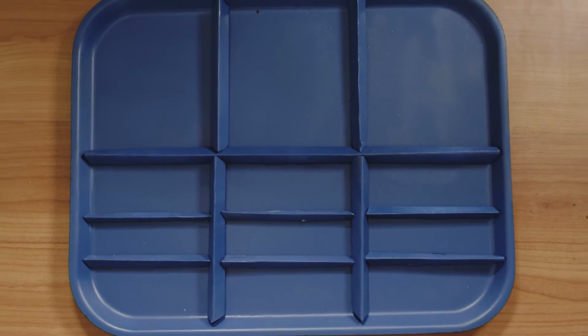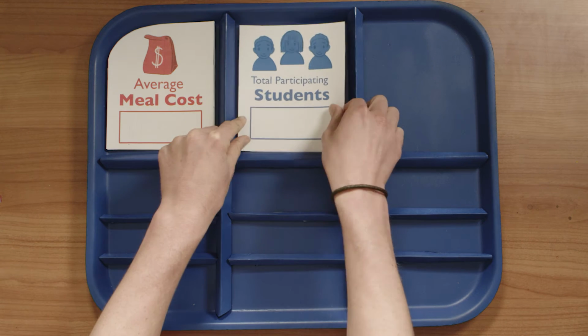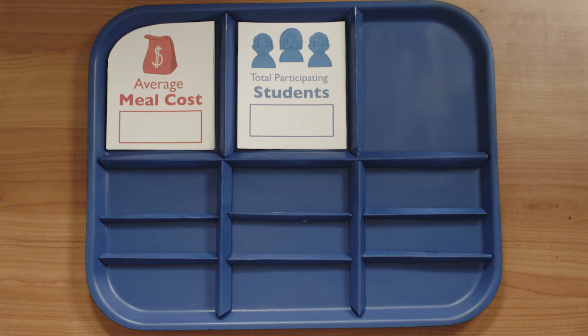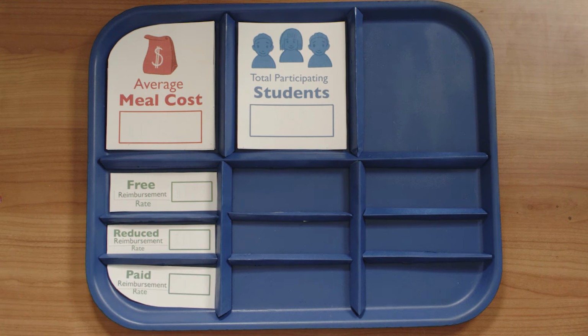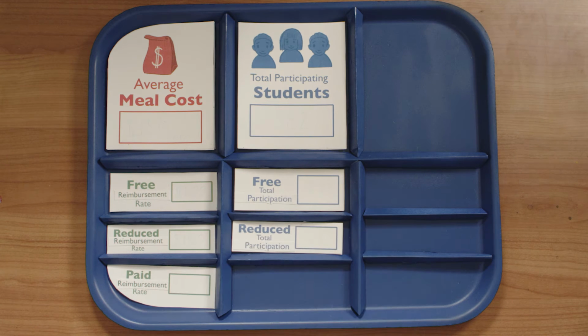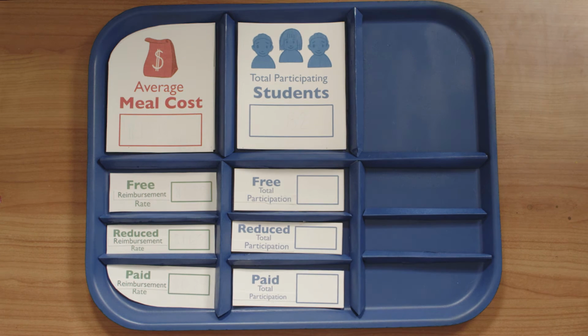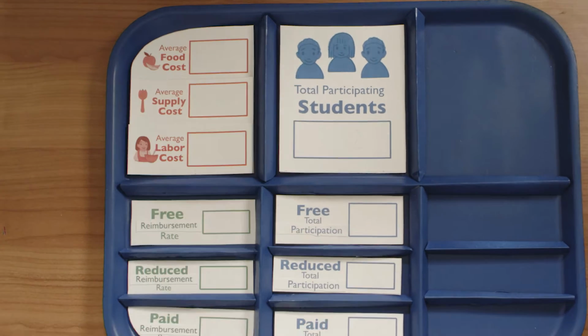To do this, Stacy will need to calculate the average meal cost and total number of students who will participate in the program, research and obtain the free, reduced, and paid breakfast in the classroom reimbursement rates for her district, and calculate the number of students who will participate at each level at her school. She starts with the average meal cost, which has 3 parts.